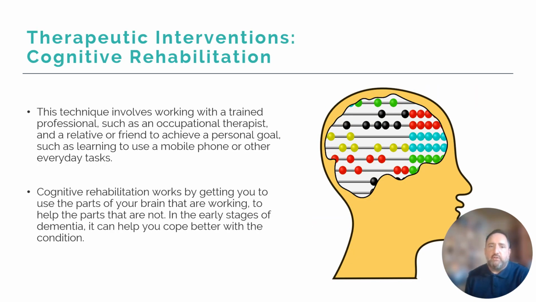Other therapeutic interventions. So again, you may hear about some of these, but cognitive rehabilitation is working with a trained professional such as an occupational therapist and a relative or friend to achieve a personal goal, such as learning to use a mobile phone or other everyday tasks. So it works by getting you to use the parts of the brain that are working to help the parts that are not. So in the early stages of dementia, it can help cope better with the condition.